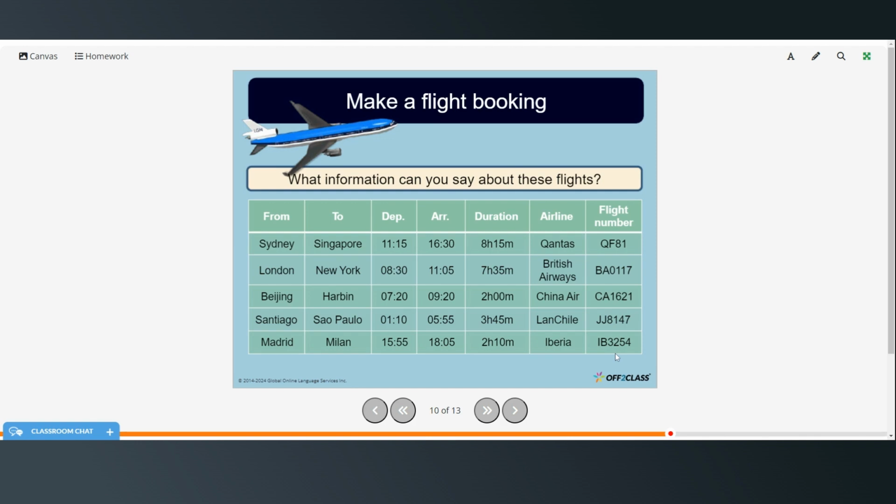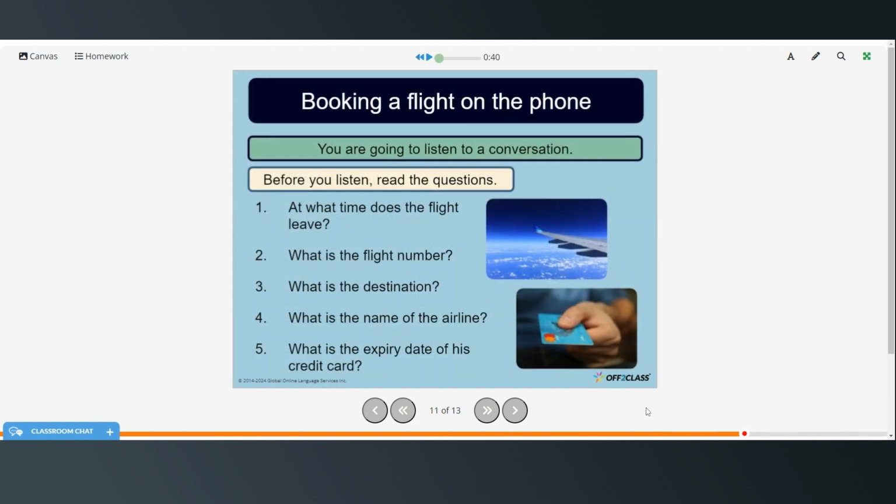All right, so you're going to listen to a conversation, booking a flight on the phone. And so before we listen, we're going to read the questions. At what time does the flight leave? What is the flight number? What is the destination? What is the name of the airline? And what is the expiration date of his credit card? So let's listen.